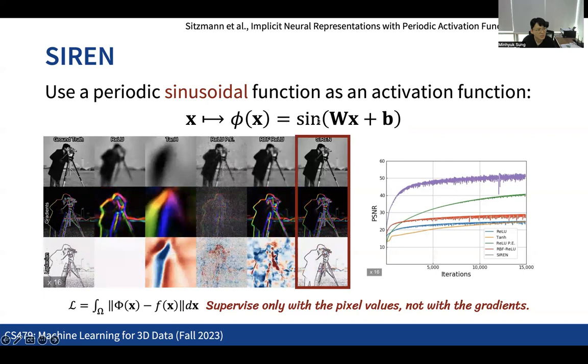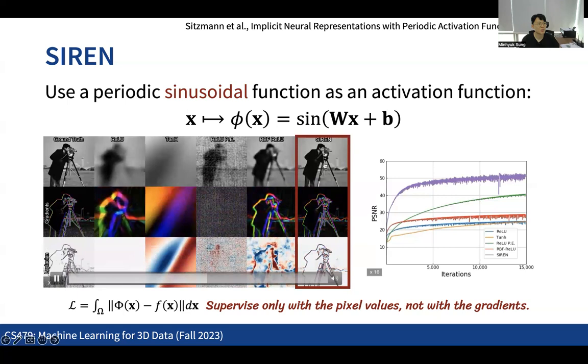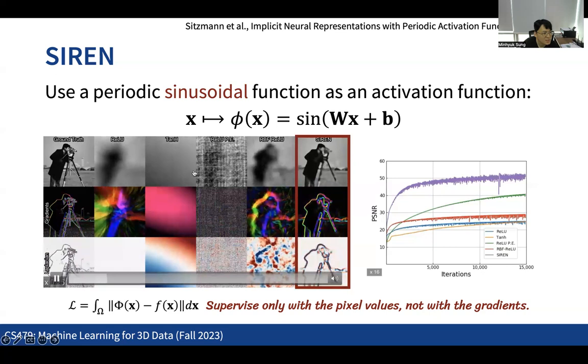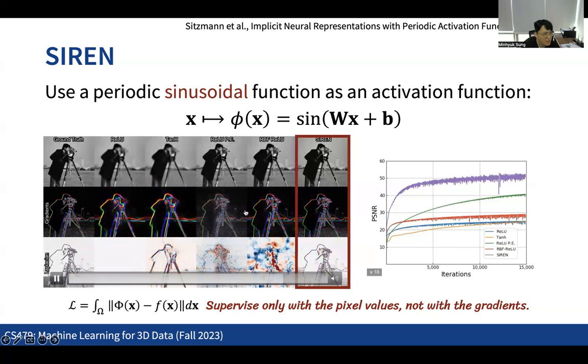So let me start again. If you see it from the very beginning, from the first few iterations, the cases where we are using the sinusoidal function as the activation converge way faster, while the other cases, using the other activation functions, are making very blurry outputs, and also take much longer time for convergence. You see?